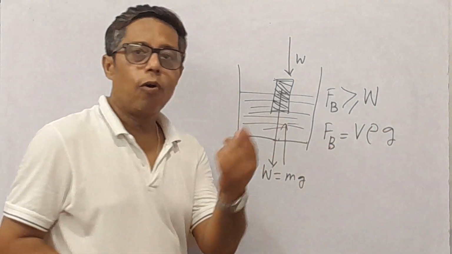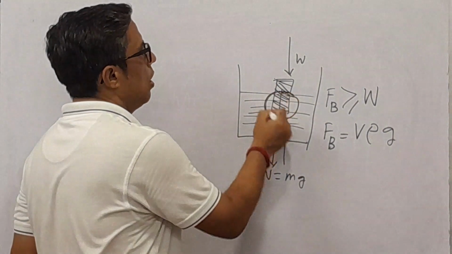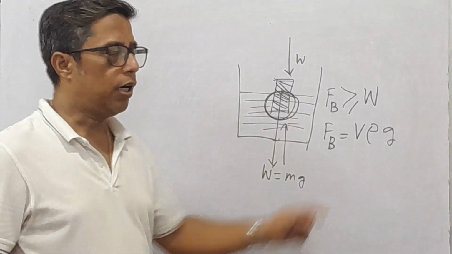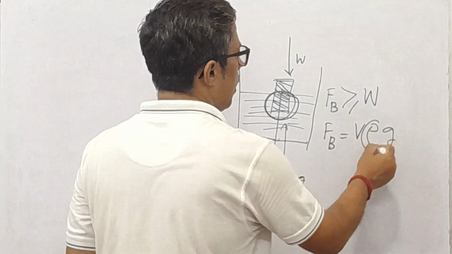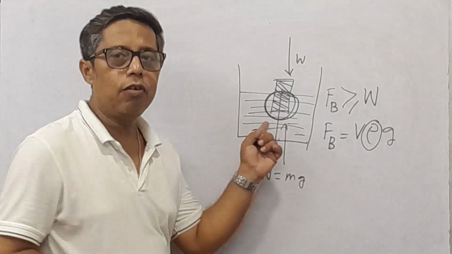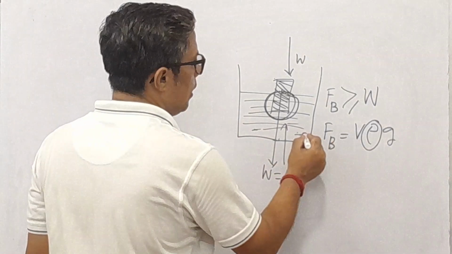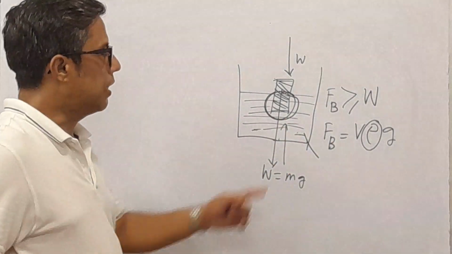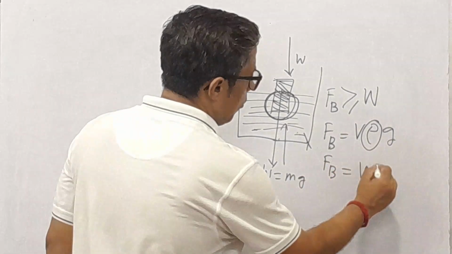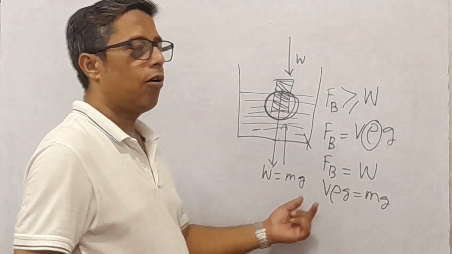V is the volume of the displaced liquid, the liquid displaced by the object. And rho is the density of this liquid. So a more dense liquid means the upthrust force will be higher. In the numericals, we will be using FB is equal to W, right? That means V rho g will be equal to mg. From here, you will get lots of numericals.